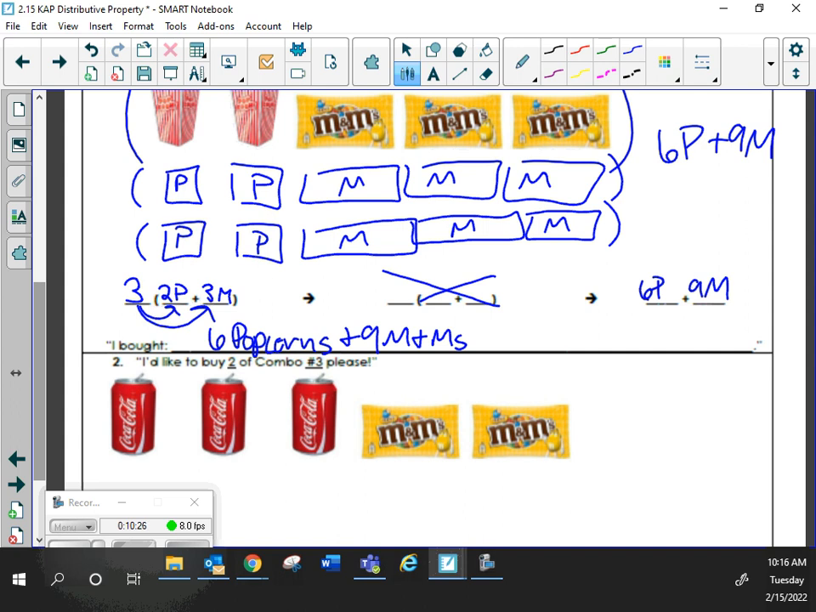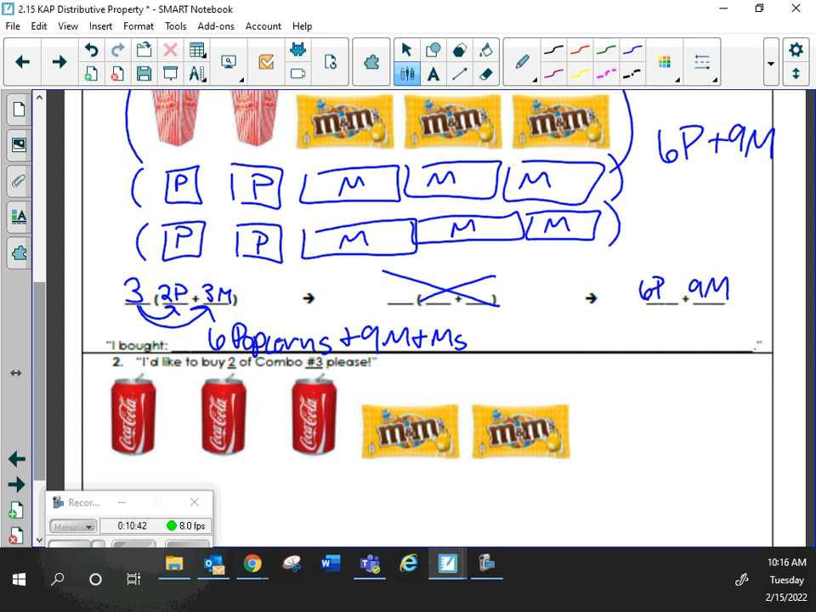So, will we add those variables? The answer is no, because those are unlike terms. We'll see it more in math terms without popcorn, without food and stuff like that. We'll talk about what it means to be like terms and unlike terms, because they're two different variables, I cannot add those things.